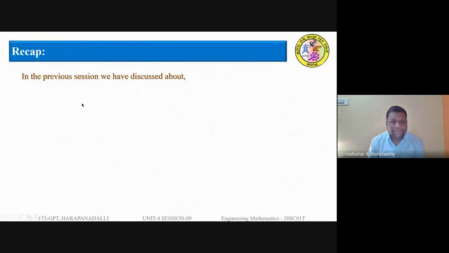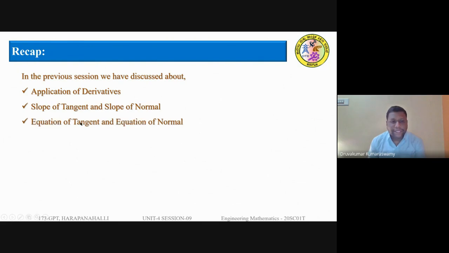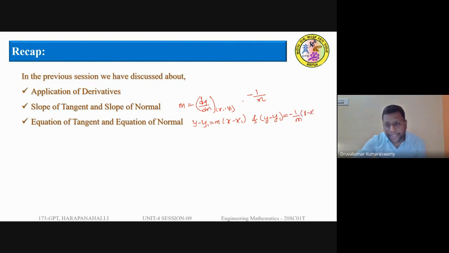In the previous session, we discussed applications of derivatives, slope of tangent and slope of normal. You know that the slope of tangent is m equals dy by dx at (x1, y1), and the slope of normal is minus 1 by m. Then the equation of tangent is y minus y1 equals m times (x minus x1), and the equation of normal is y minus y1 equals minus 1 by m times (x minus x1).